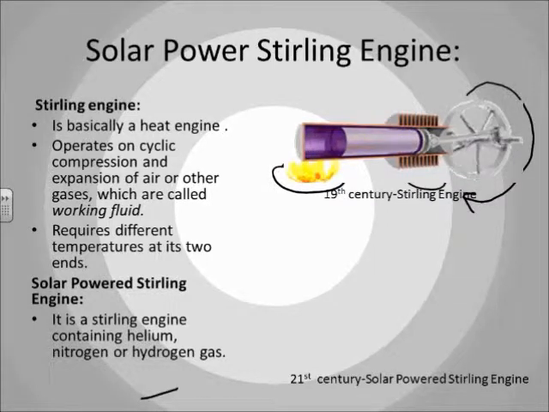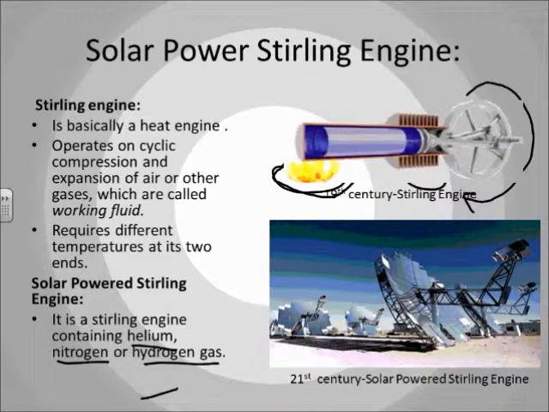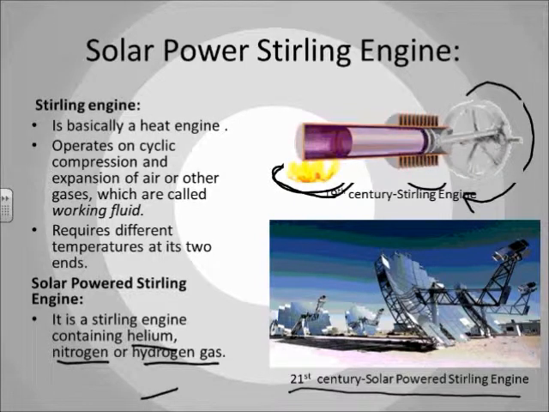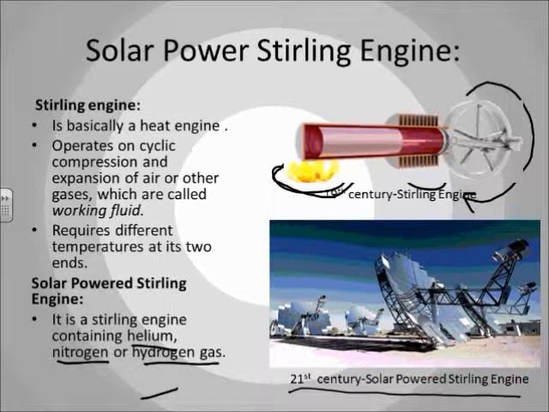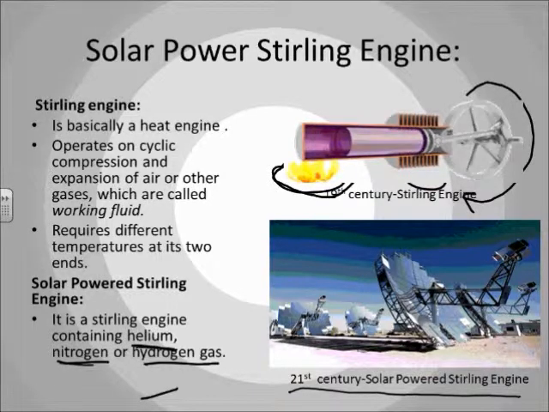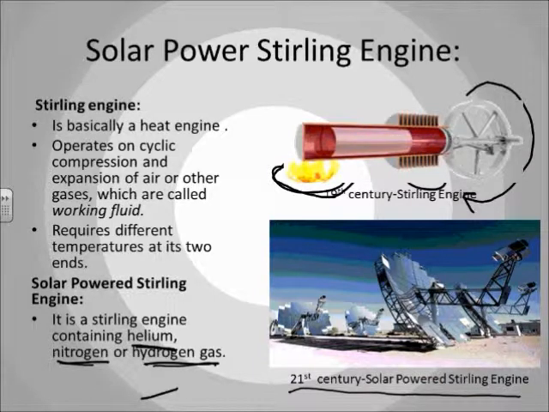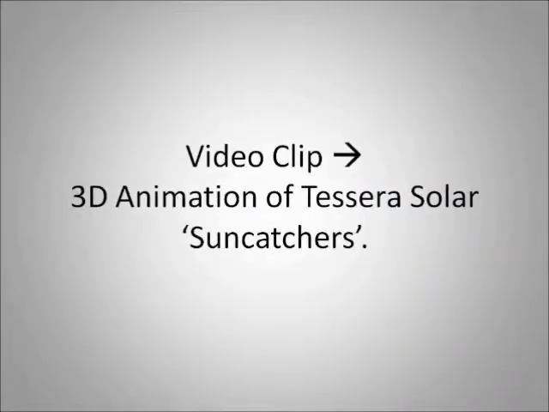That's a basic 19th century Stirling engine. But the 21st century solar power Stirling engine is a bit different. The first point of difference is that in this Stirling engine, they are proposing to use helium, nitrogen, or hydrogen gas as the working fluid. Secondly, instead of using a conventional fluid to heat its one end, they're going to use concentrated sunlight.